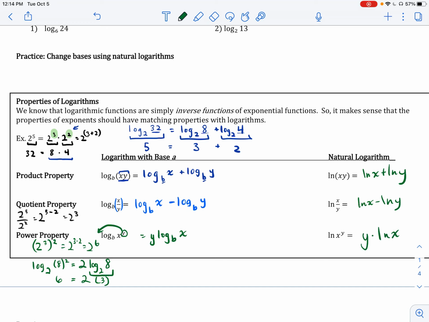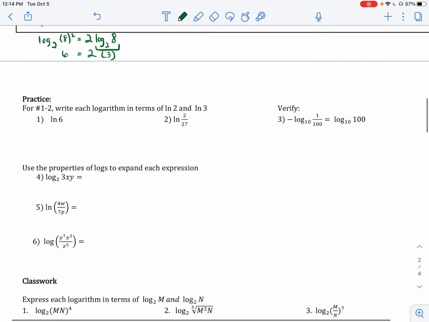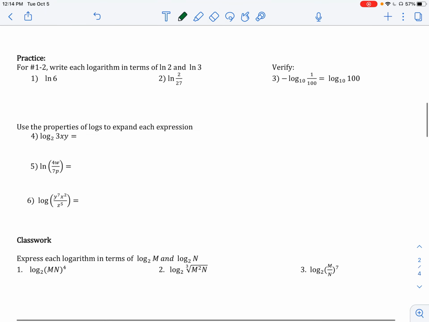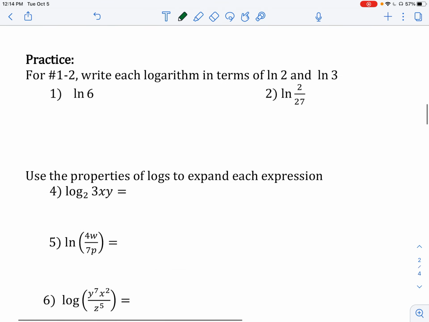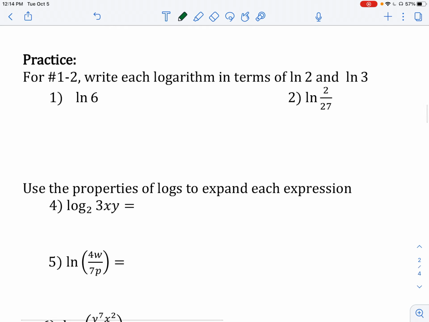Okay? All right. So hopefully that makes sense if you just, again, continue to remember that these are the inverse of the exponent properties. So with that said, let's try a few practice problems here. So first off, let's look at this first set of examples where we are going to rewrite these logarithms in terms of natural log of 2 and natural log of 3.